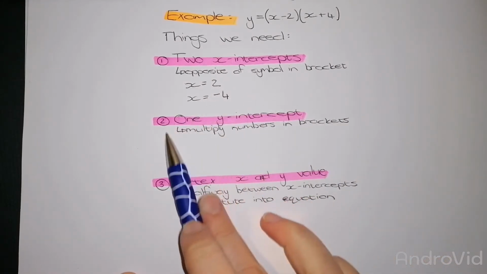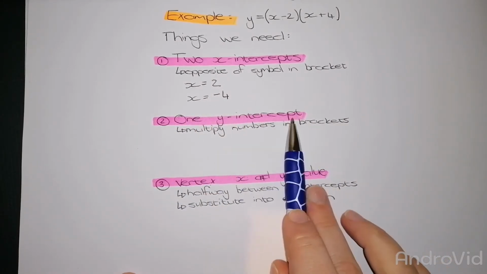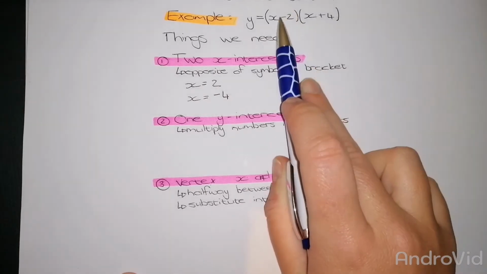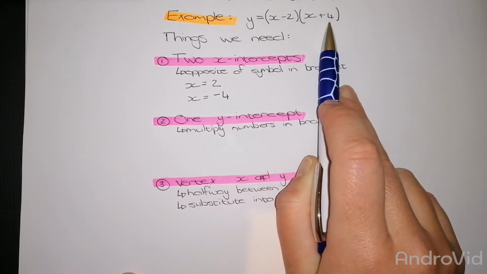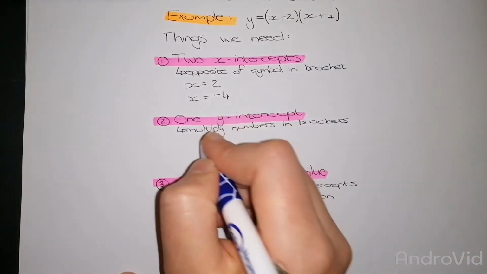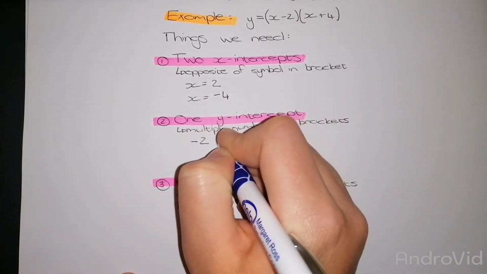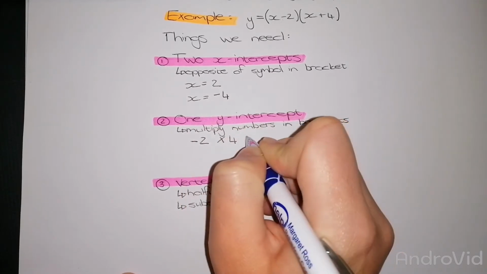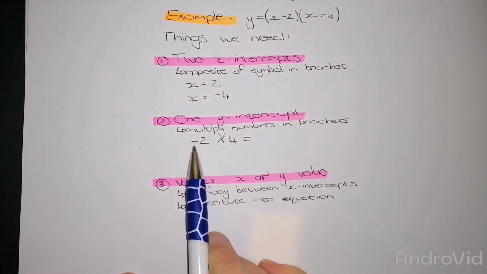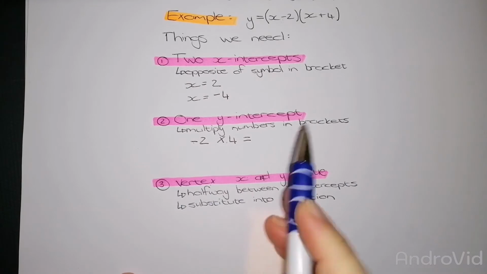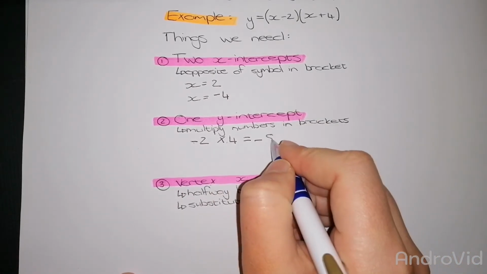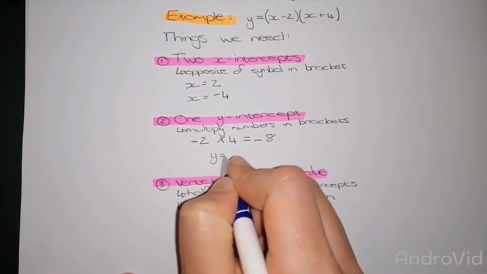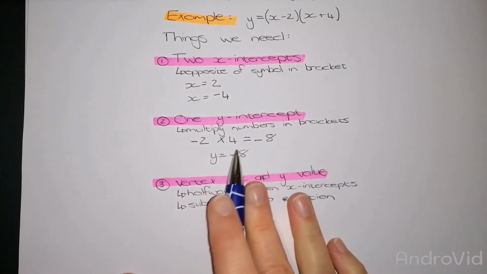Then I go into my y-intercept. The way that I do that is I have to multiply the numbers inside of my brackets, including their symbols. So I have to say negative 2 multiplied by 4. When I multiply that, a negative times a positive is a negative, and 2 times 4 is 8. So my y-intercept is equal to negative 8.